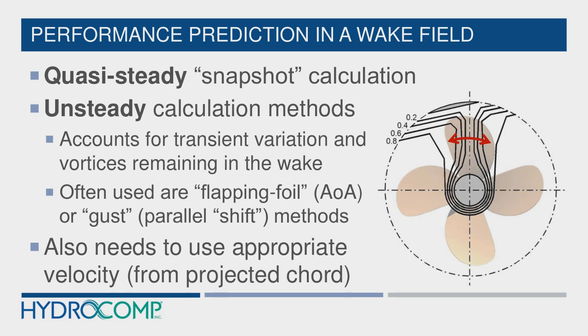And one of the other pieces of unsteady calculations is we need to use an appropriate velocity. Now we can see from the illustration here that the blade at top dead center is passing through a pretty tight transition of velocities. So the leading edge, the mid chord, and the trailing edge are actually seeing velocities at different magnitudes. So what is a local mean velocity that we might use for an unsteady calculation?